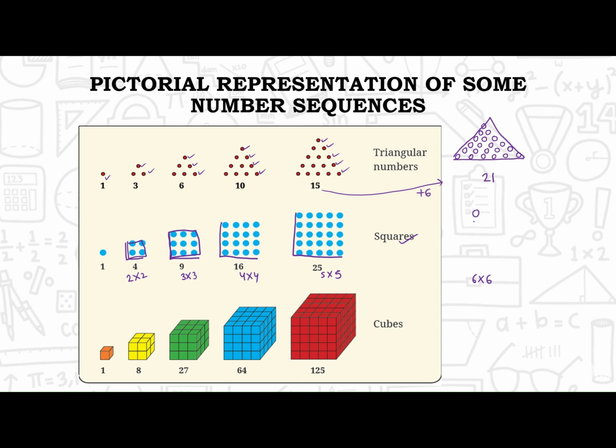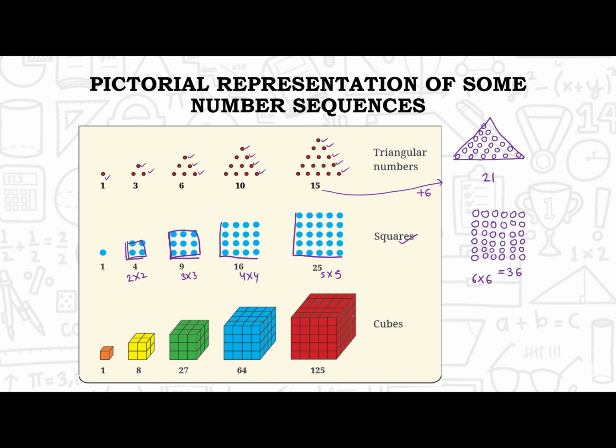That means 1, 2, 3, 4, 5, 6, and I have to repeat this six times. 1, 2, 3, 4, 5, 6, and so on for each line, and the last line 1, 2, 3, 4, 5, 6. So at last it looks like a square. You can write 36. That's the next step.